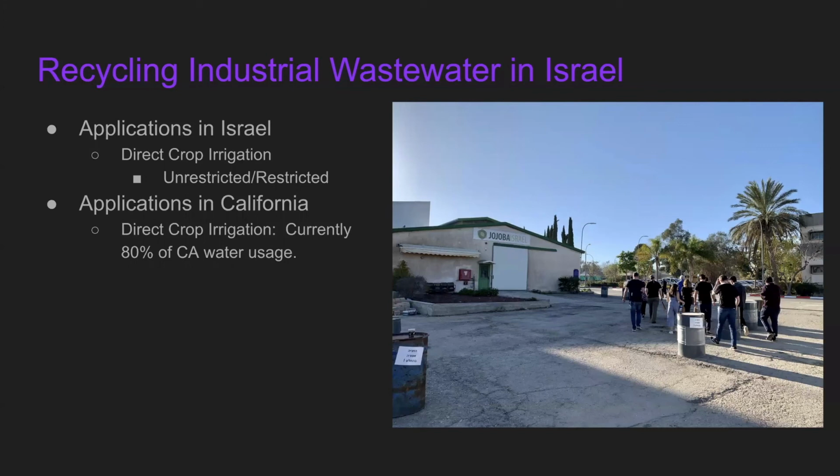Israel recycles 95% of their wastewater, which includes industrial wastewater. Based on the parameters, the water is classified as either restricted or unrestricted. Restricted water would be water used for growing cotton, whereas unrestricted is water that's used for fruits and vegetables. Next slide.